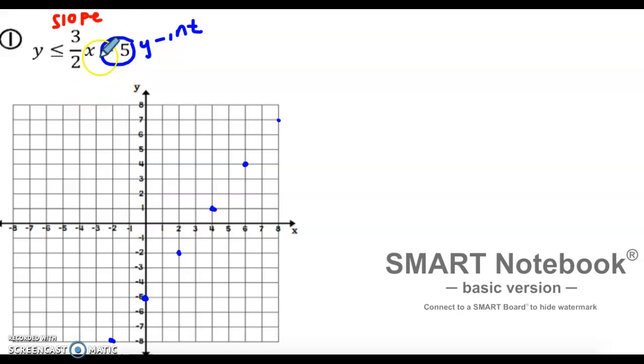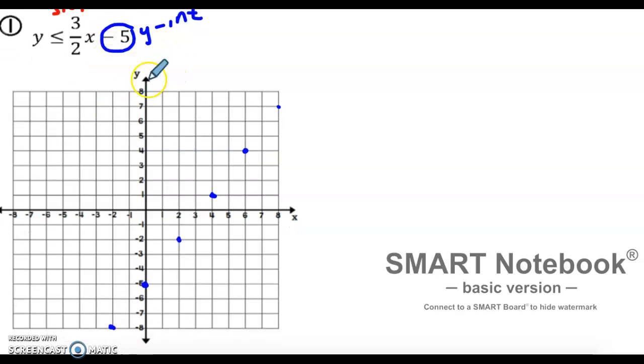First, you want to find the y-intercept, which we know in this problem is -5. And you're going to plot that on your graph. So you're going to go on the y-axis and find -5. That's our y-intercept. It's the point where our line is going to cross the y-axis.